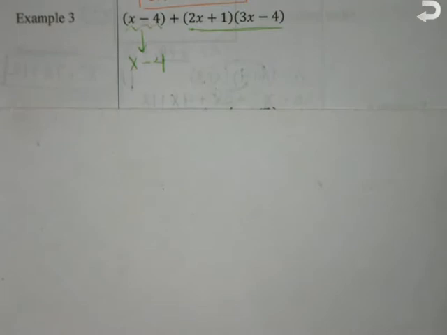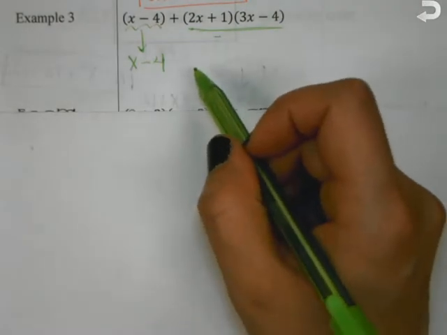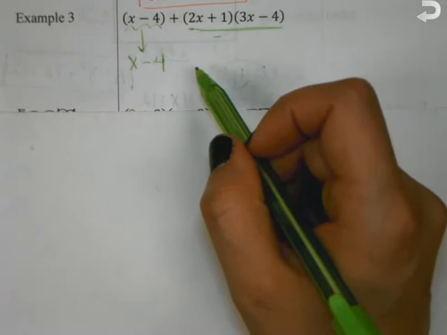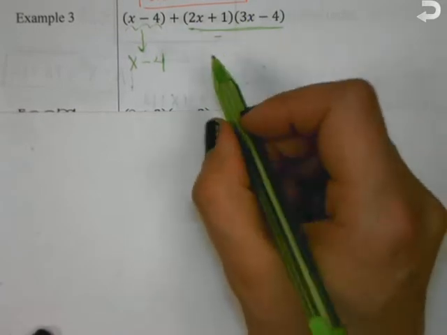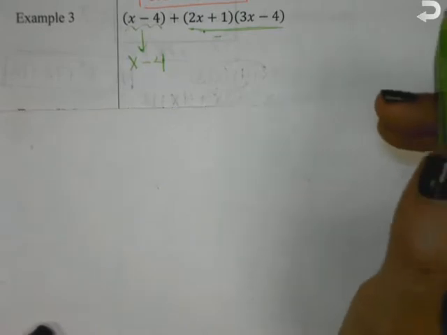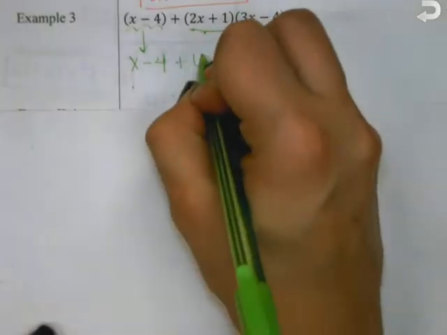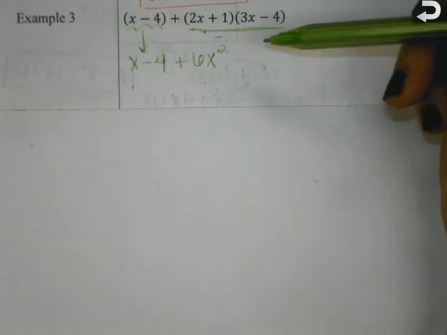What would the first term be? What's the first term of the answer to that multiplication? Plus 6x squared. Good. Okay, what comes after plus 6x squared? Christina. Then it goes.